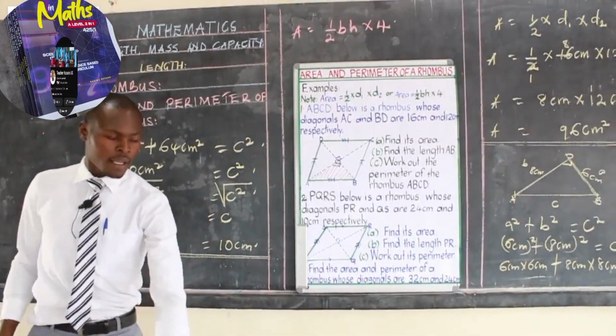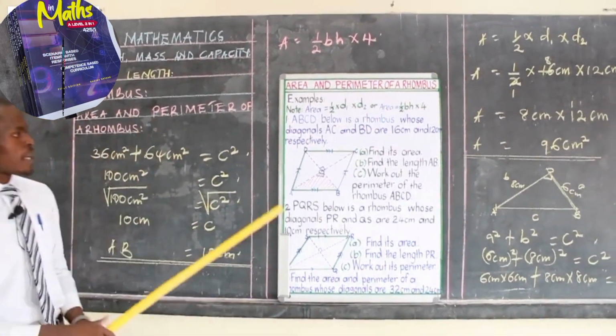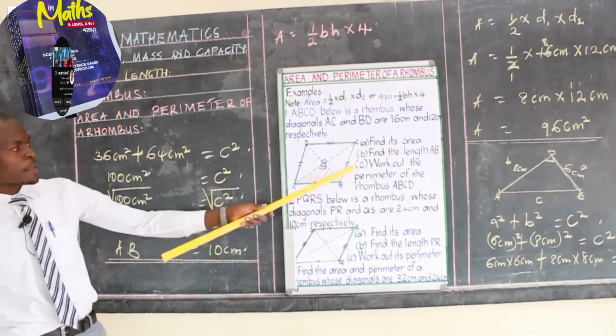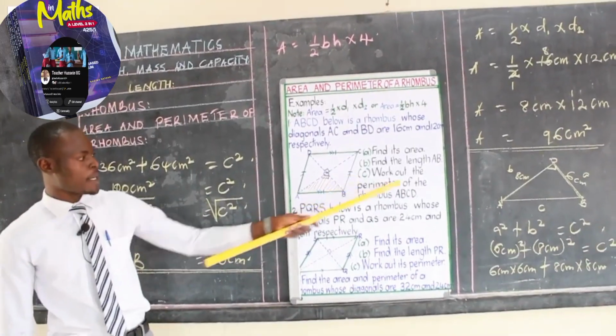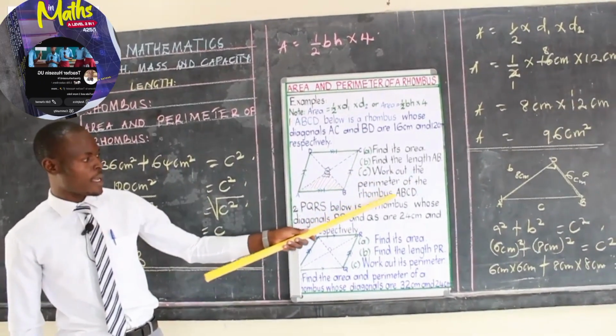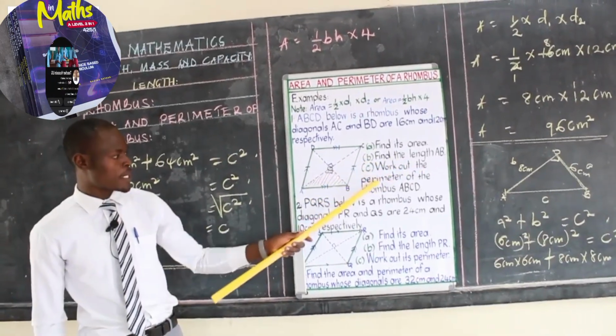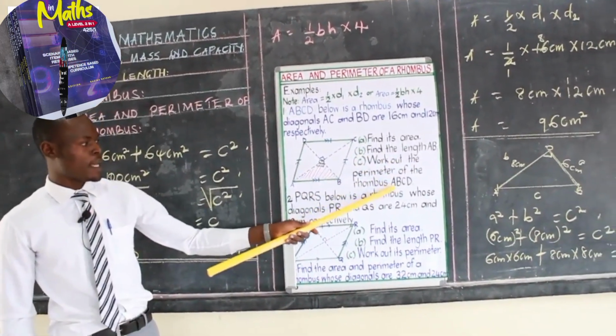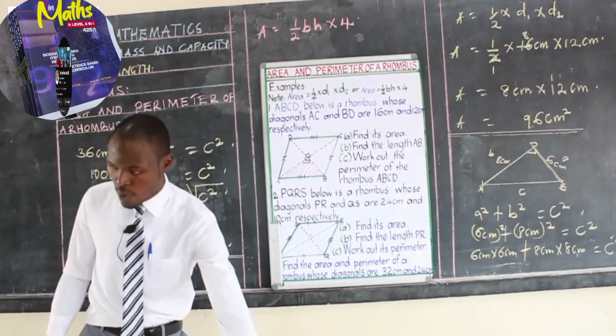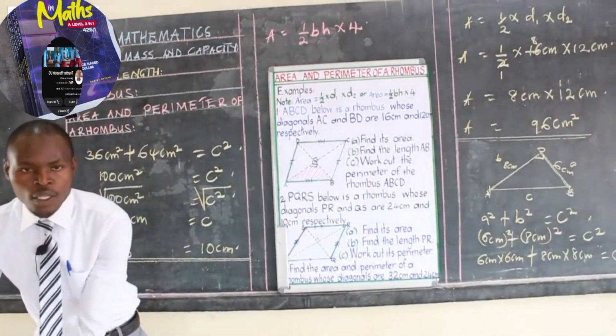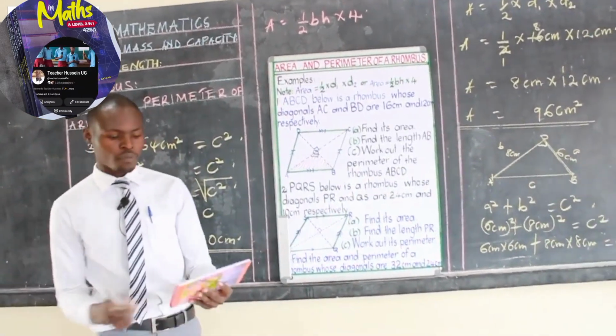Hope, class, you are with me. I want us to go to the very last part, and the very last part is now getting the perimeter of the rhombus ABCD. I want to set it clearly the way it is. Work out the perimeter of the rhombus ABCD. Back to my book I used earlier on, class. You can also get your book.